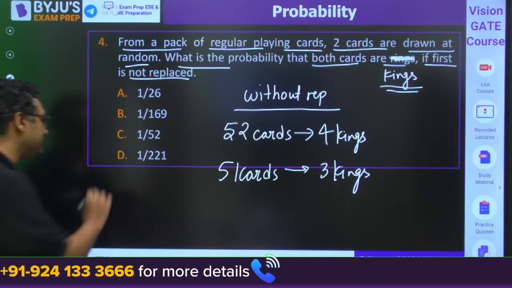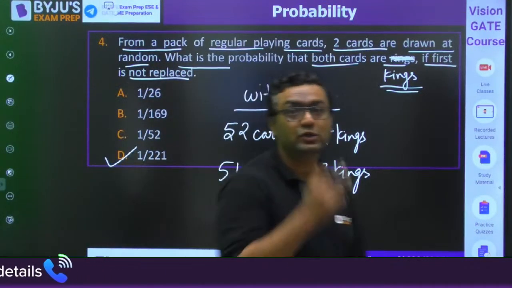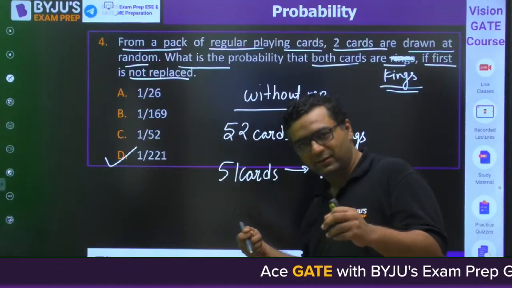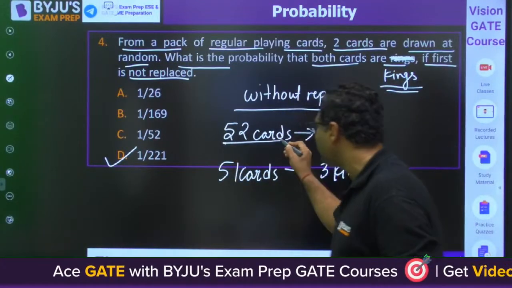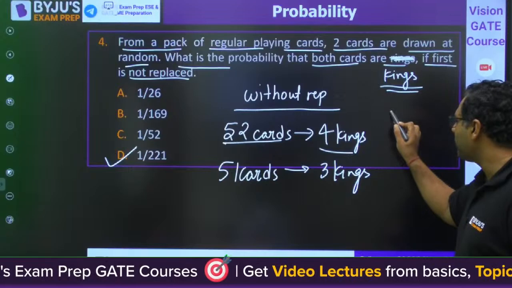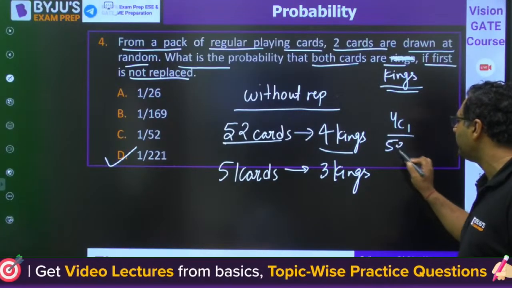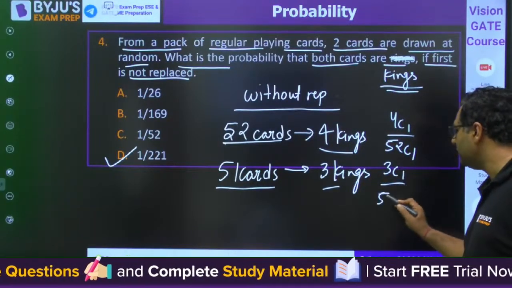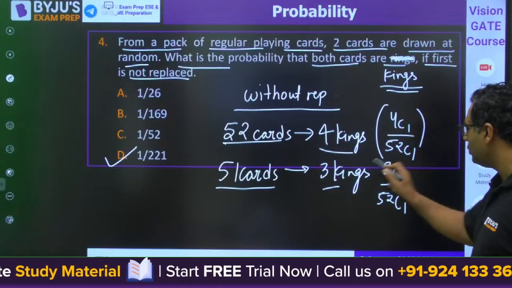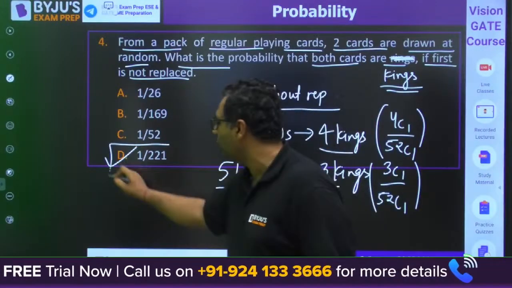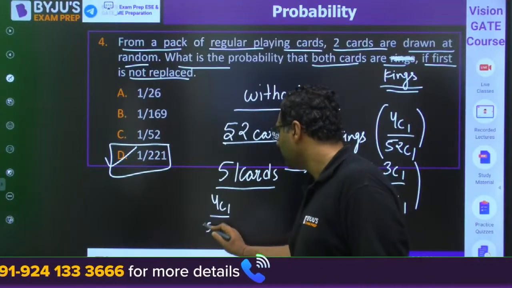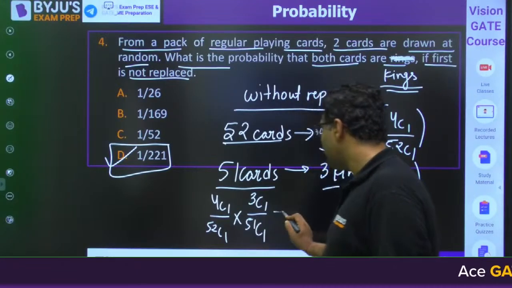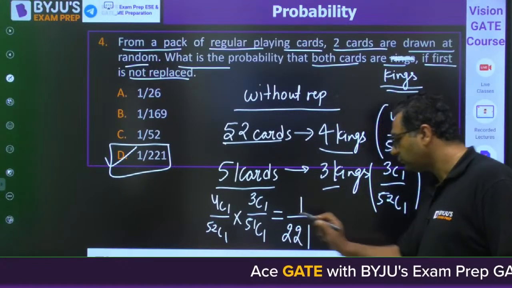This time the answer is D. You guys are correct, because this time it is not written in succession. This time you are taking 2 cards. And when you are taking 2 cards, the first one is from 52 cards with 4 kings. The probability is 4C1 by 52C1. But then you are left with 51 cards, 3 kings: 3C1 by 51C1. So you will be multiplying these two. So the answer is 4C1 by 52C1 into 3C1 by 51C1. The answer is 1 by 221.